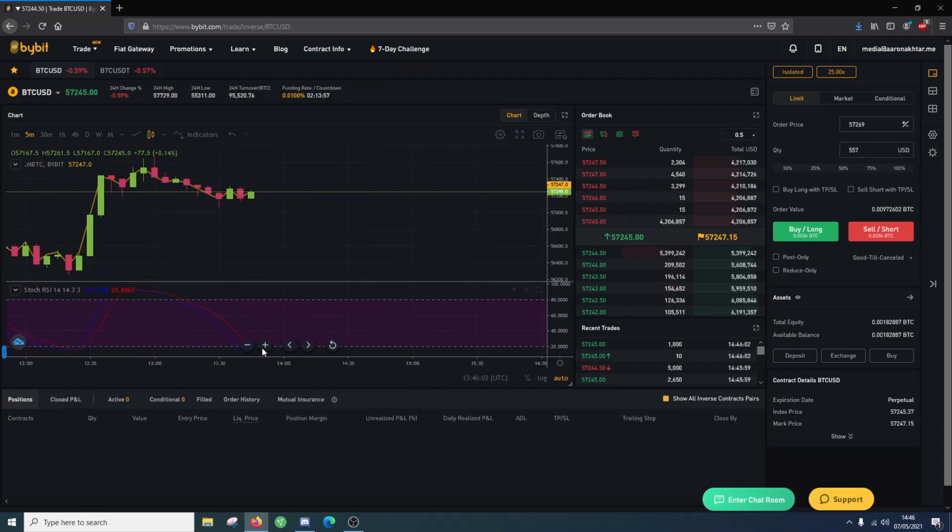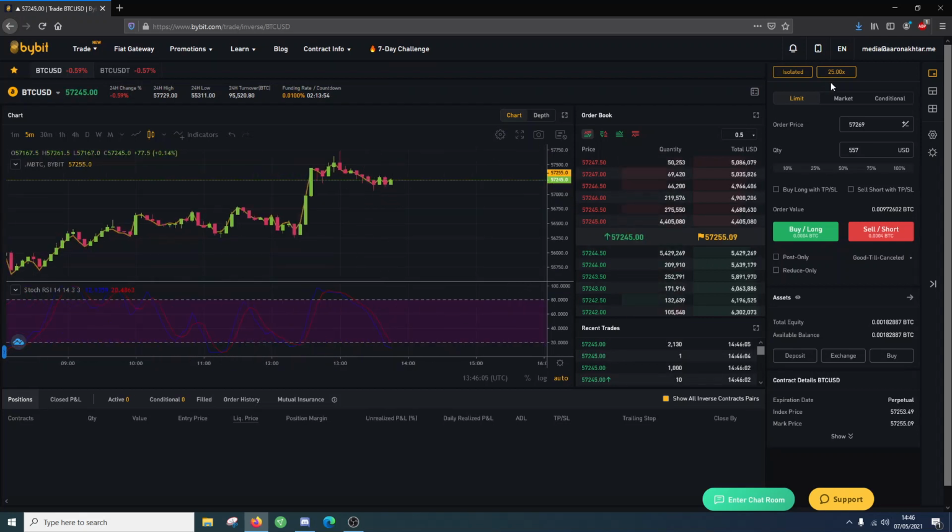Now the line is dropping, so we're going to place a trade. But before we do that, we're going to look at how to set up your order section, okay?